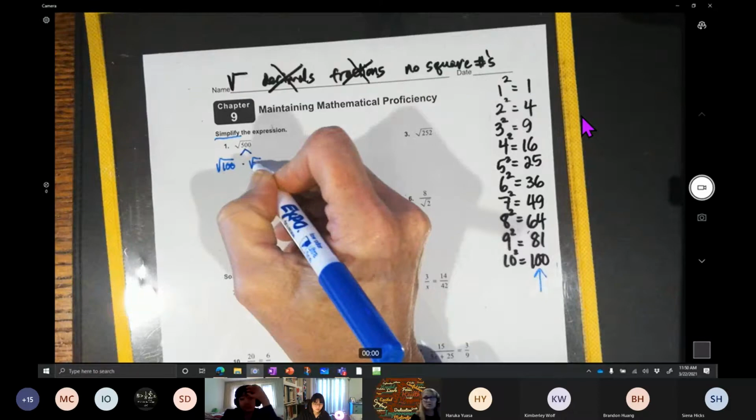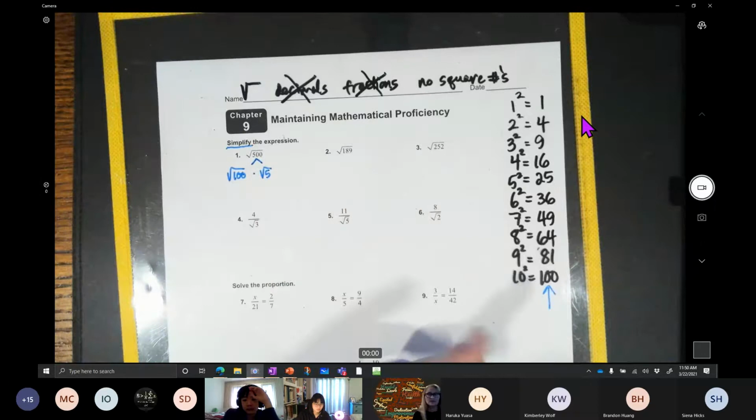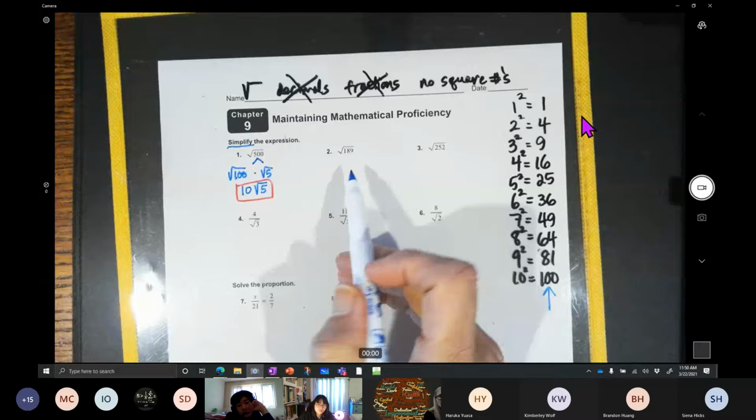Those are equivalent. But I know that the root of 100 is 10 because 10 times 10 is 100. So this is just going to turn into 10 times the root of 5. And that is as simplified as it can be. Anything under the radical no longer has any kind of square number in it. And so there you go, because the factors of 5 are just 1 and 5. I'm looking at number 2. This is 189.